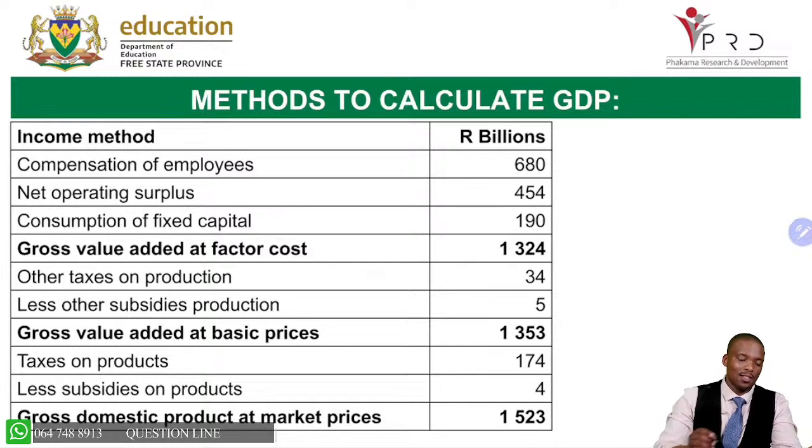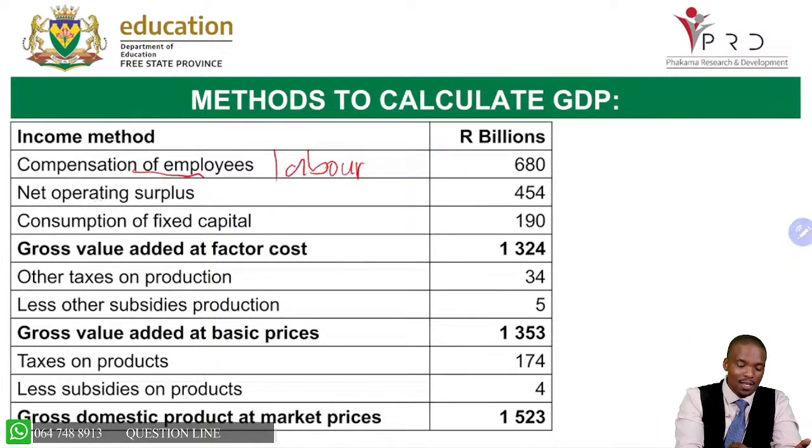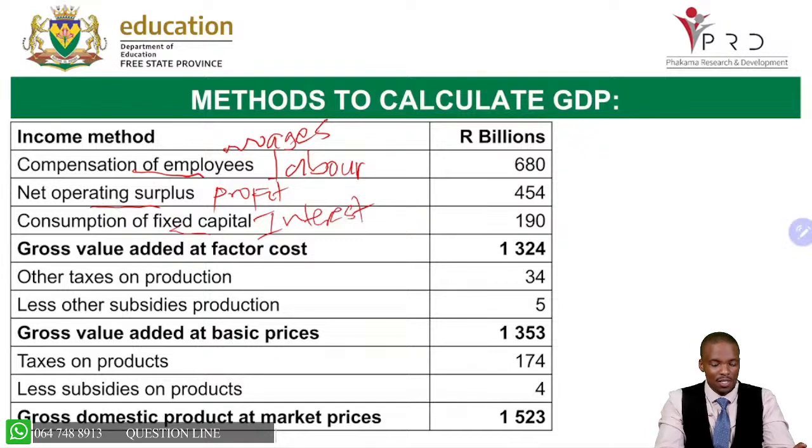Income method, compensation of employees, which is here. We know that employees is what? It's labor. Remember the wages that we talked about, that this will receive what? The wages. Net operating surpluses. So this net operating surpluses will be saying there is what you get as the profit or the reward that you are having. And then here we are looking at the interest because of the capital that we would have invested there.